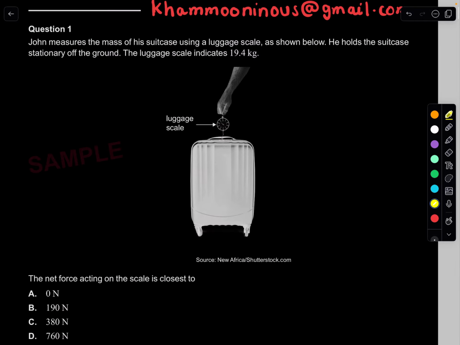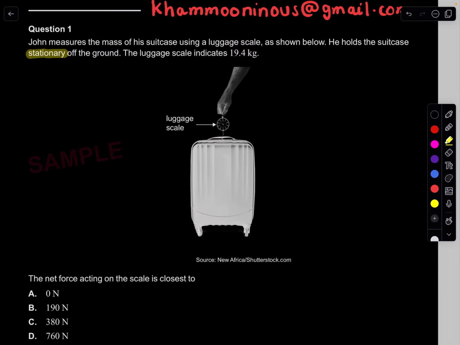Question 1. John measures the mass of his suitcase using a luggage scale, as shown below. He holds the suitcase stationary off the ground. The luggage scale indicates 19.4 kilograms. So the net force acting on the suitcase is closest to what? Aha! This is the hint. Stationary off the ground. This is the keyword here.